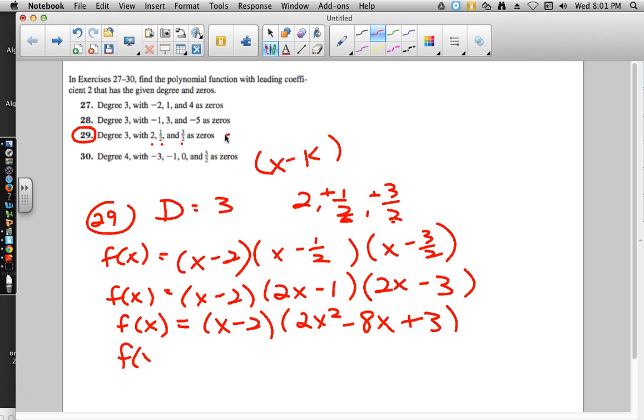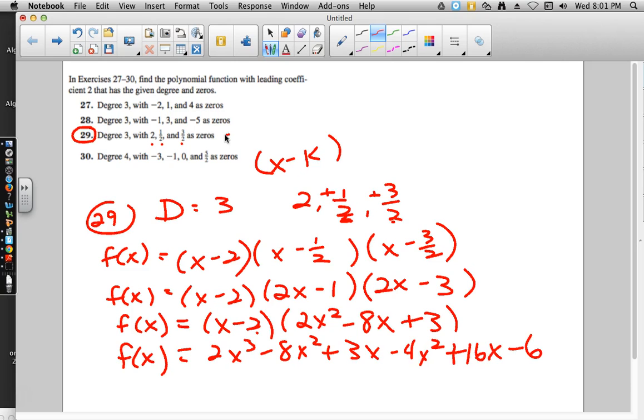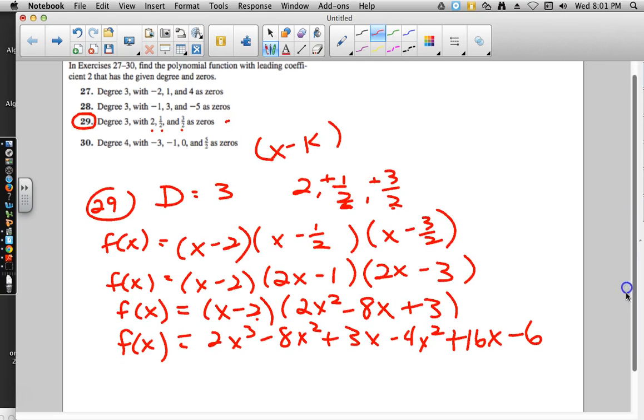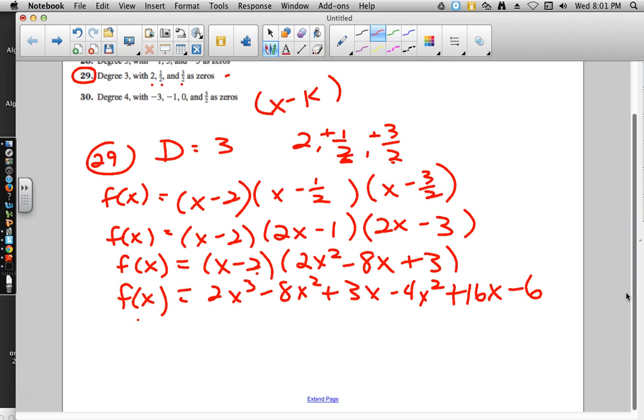Then we'd go back and distribute the x to everything. So x times 2x squared would be 2x cubed minus 8x squared plus 3x. Then we would distribute the negative 2 to everything, and that would give us negative 4x squared plus 16x minus 6. And then we would go ahead and combine any like terms that we see here. So this would be f of x equals 2x cubed minus 12x squared plus 19x minus 6.